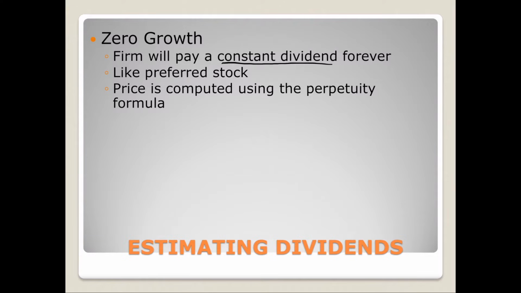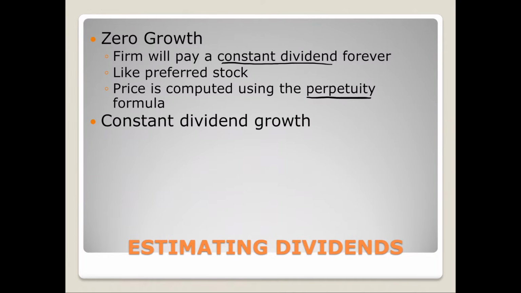The price then of a zero growth stock is computed using the perpetuity formula that we discussed in the last chapter: a constant cash flow, equally spaced, for an infinite time frame. That's the definition of a perpetuity. Now we'll go through examples of all these different assumptions in the upcoming slides.